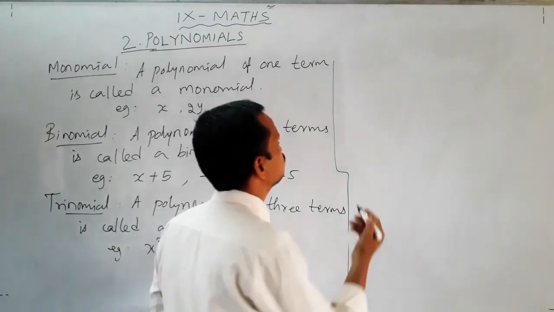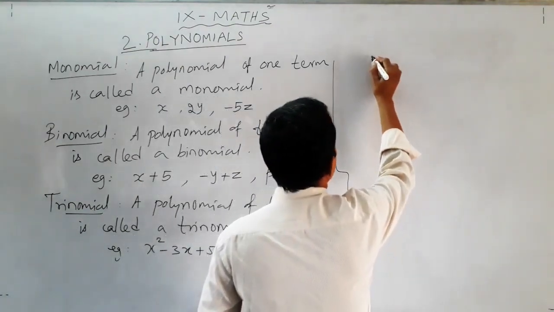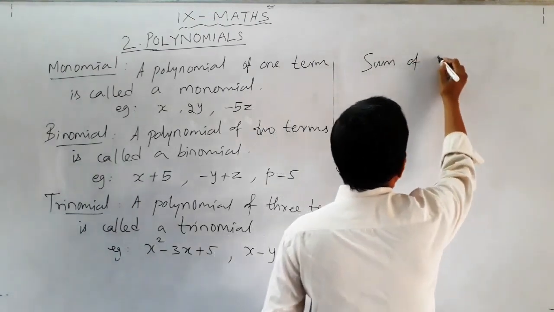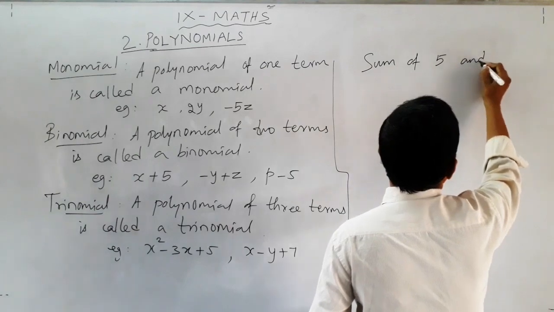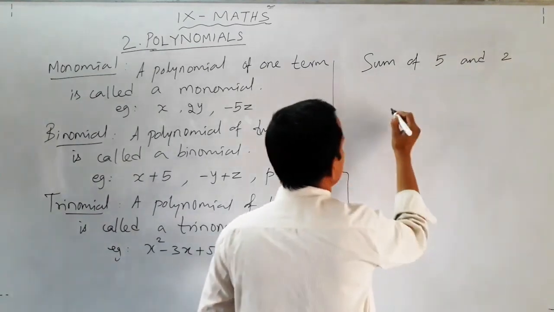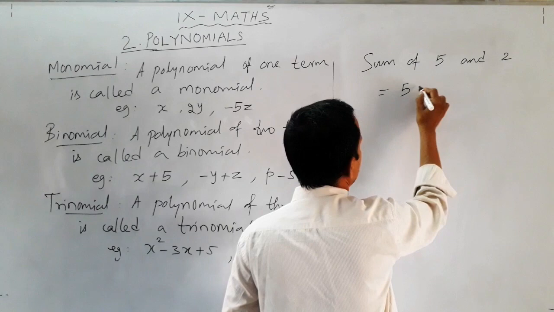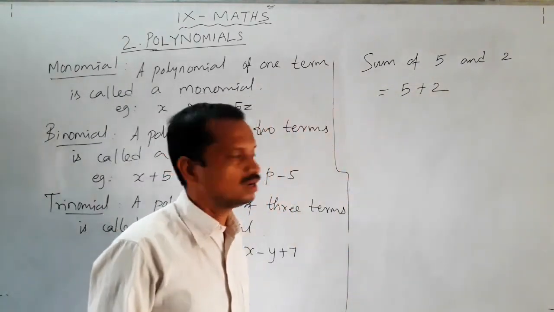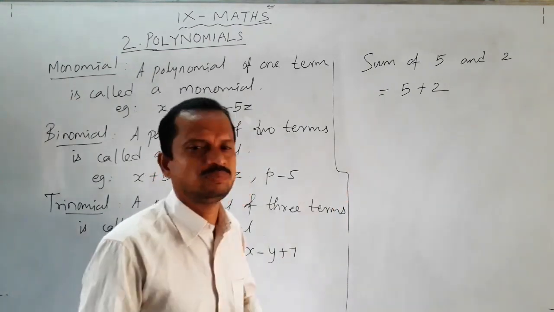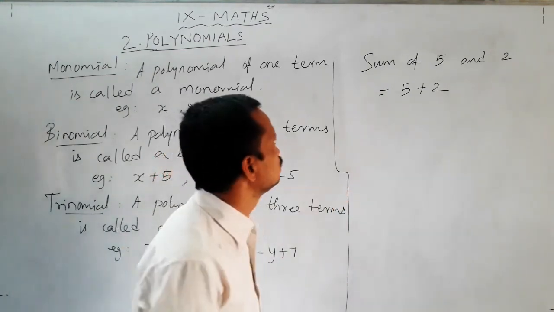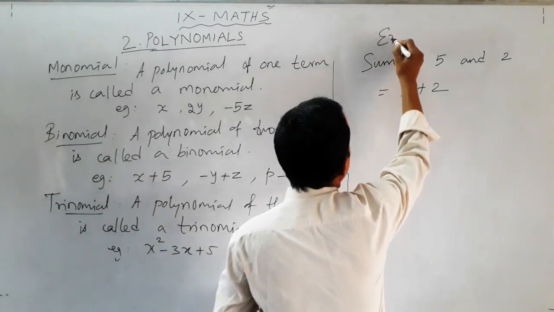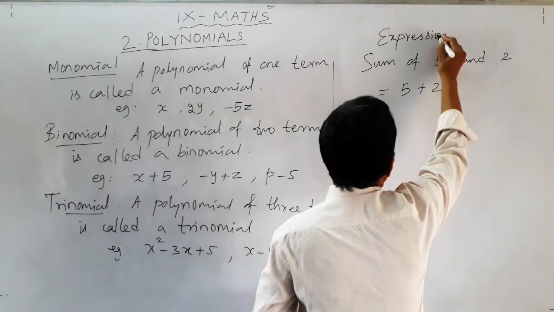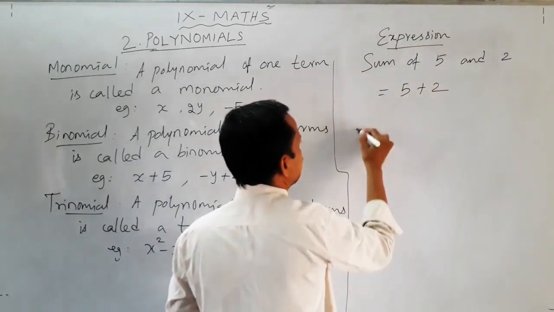So first of all, expression means, for example, sum of 5 and 2. So we can write this as 5 plus 2. Sum of 5 and 2 is nothing but 5 plus 2. So it's a simple expression. Clear? This is an expression. Okay, so now algebraic expression.